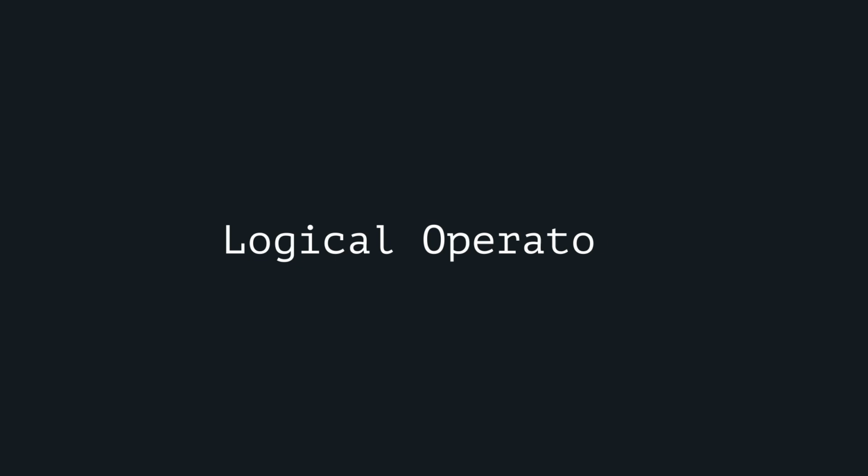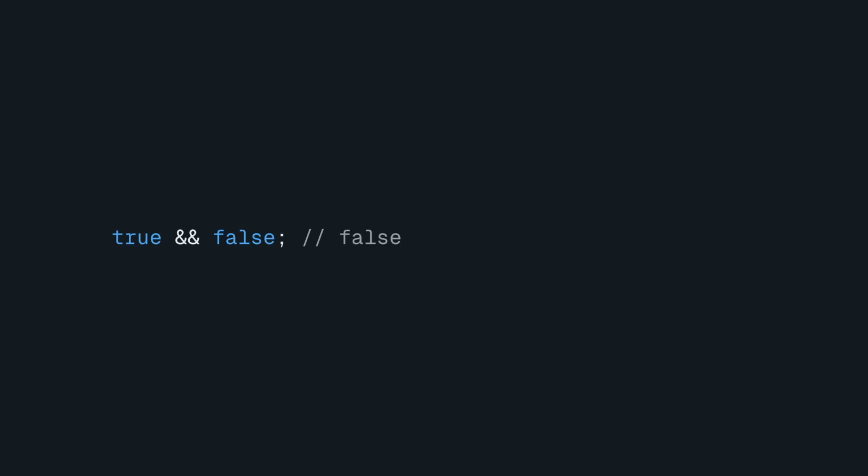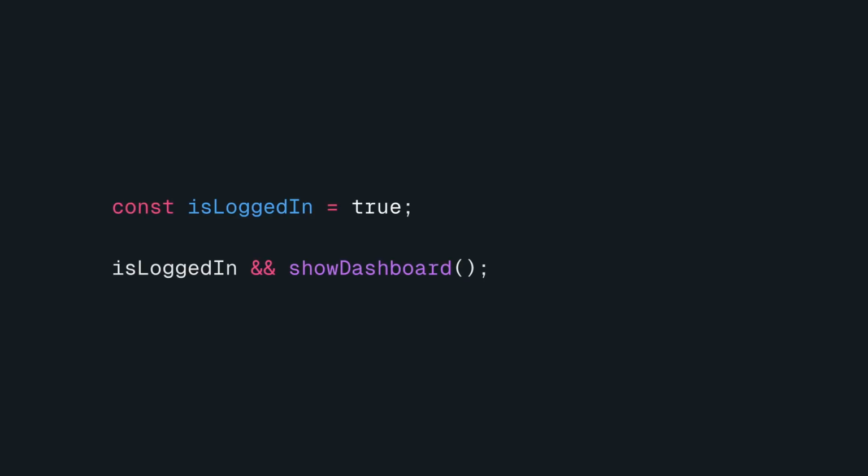Logical operators help you with conditions. And only returns true if both sides are true. Here, one is false, so the result is false. Or returns true if either side is true. One of them is, so it's true. Not flips the value, so true becomes false. This is short-circuiting. If isLoggedIn is true, it runs showDashboard. If false, it does nothing.